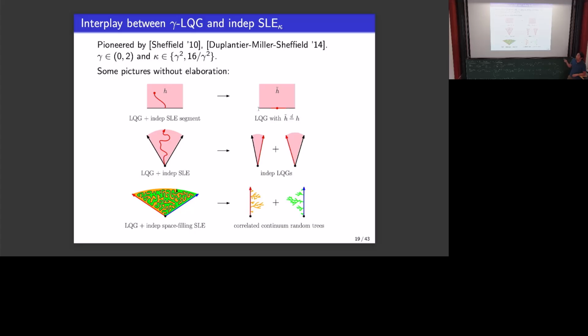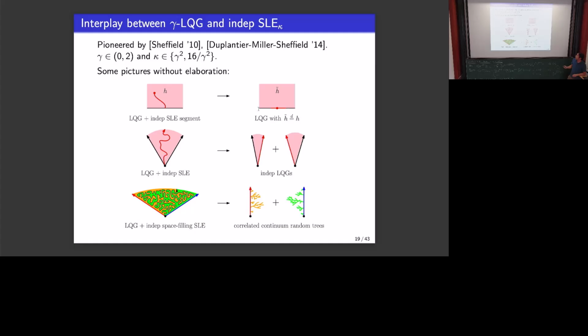And you always want to have gamma between 0 and 2, and kappa either gamma squared or 16 over gamma squared. So if it's gamma squared, you're going to get a simple curve because it's in the simple regime. If it's 16 over gamma squared, it's either self-hitting or it's space-filling.